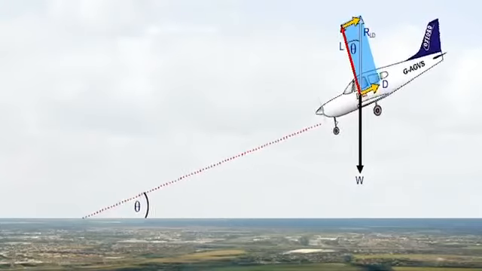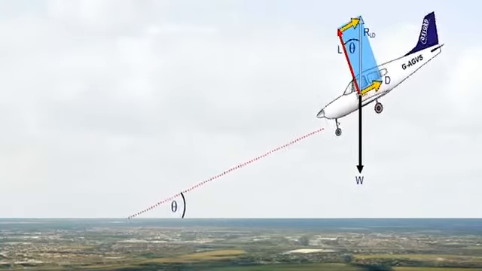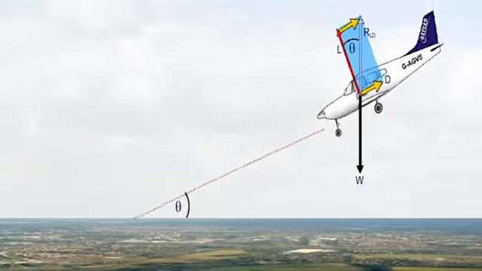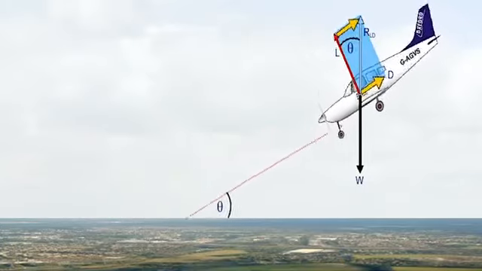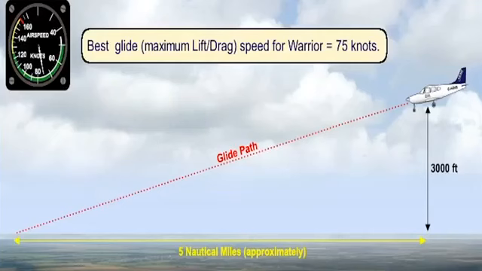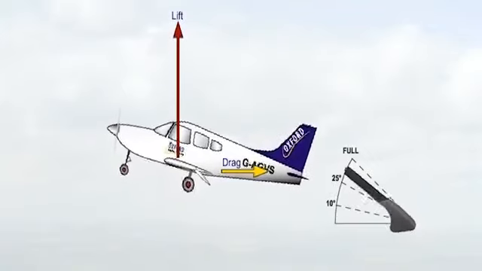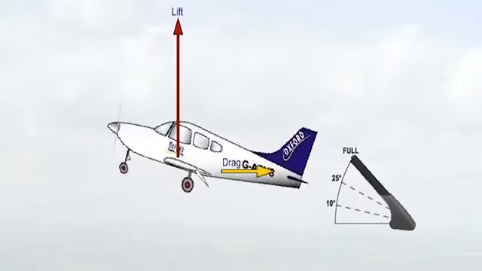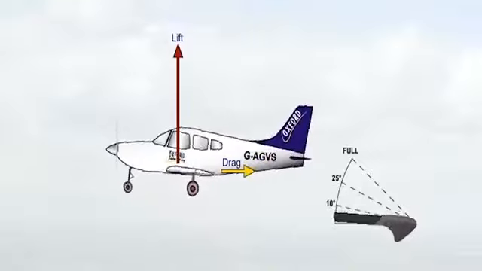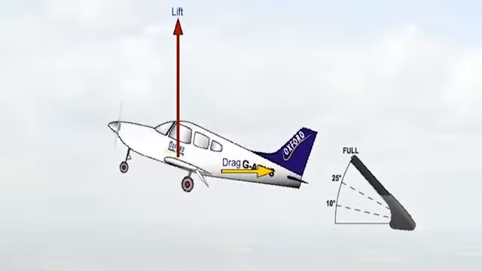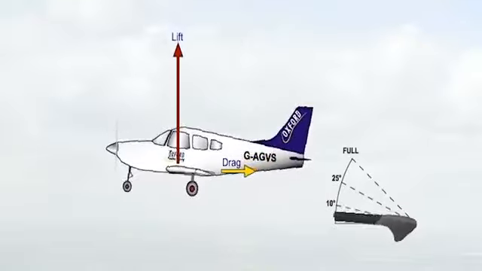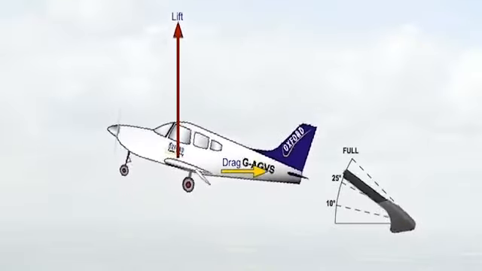Knowing that the lift-drag ratio is a measure of the gliding efficiency of an aircraft, it follows that any factor affecting the lift-drag ratio will affect the gliding performance. We've already learned that speed is one of these factors. The other major factor is the use of flap, which, as you're taught in ground school and in the effects of controls lesson, modifies the relationship between the lift and drag forces. We'll consider each of these factors in turn.